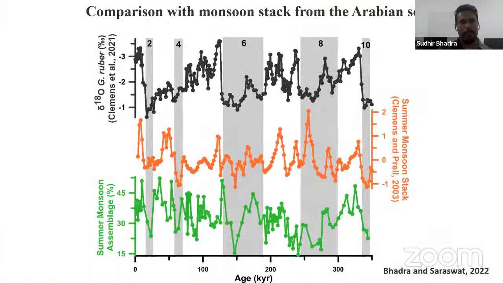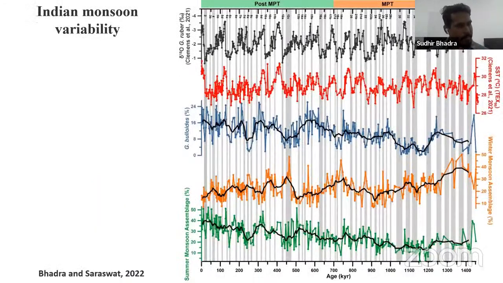First, we compared our summer monsoon assemblage with that of the summer monsoon stack published by Clemens and Prell in 2003 in the Arabian Sea, and it gives a good match. Though that stack is only available till 350, we compared it and it gives a good match, so we wanted to use it for the rest of the ages.